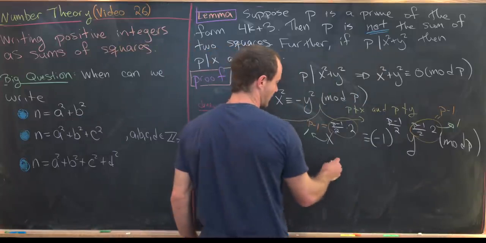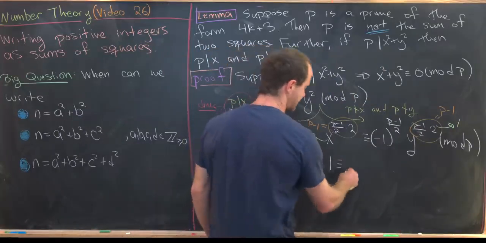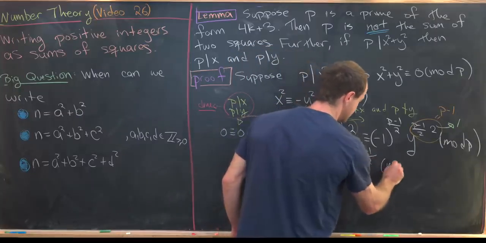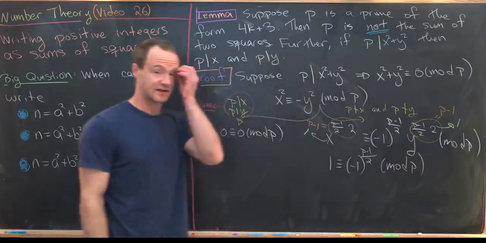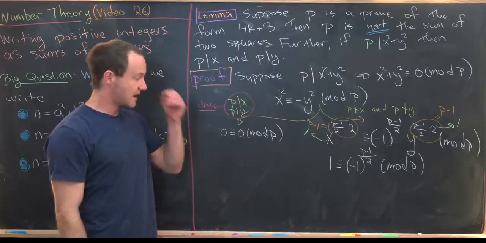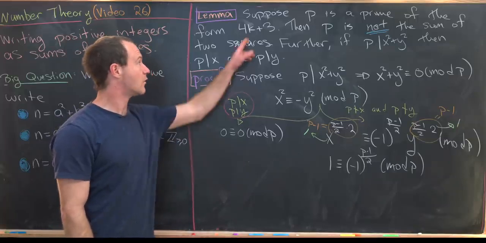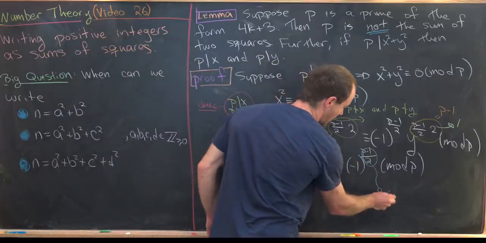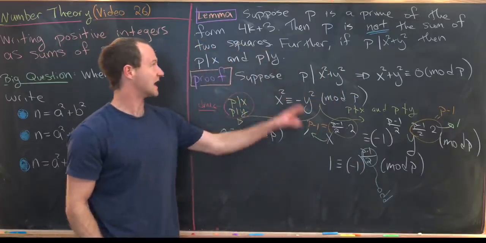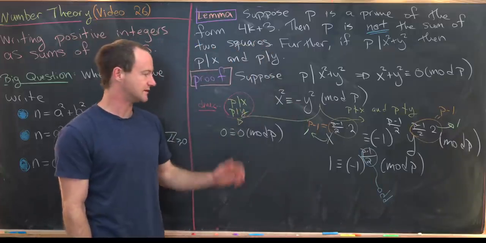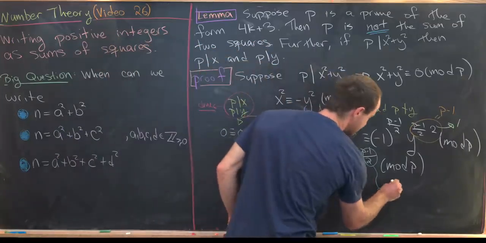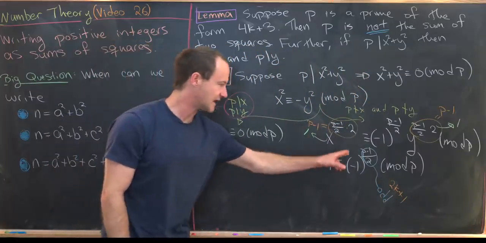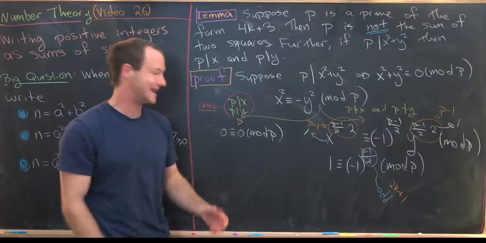So let's see what we've got. On the left-hand side, we have 1. And on the right-hand side, we have that is congruent to minus 1 to the p minus 1 over 2 mod p. All the rest of that stuff became 1. But if p is of the form 4k plus 3, that makes this exponent right here odd. Well, you can just check that. If you subtract 1, you get 4k plus 1. Divide that by 2, and you'll get that this is 2k plus 1. But if you take negative 1 and raise it to the 2k plus 1, you get negative 1.